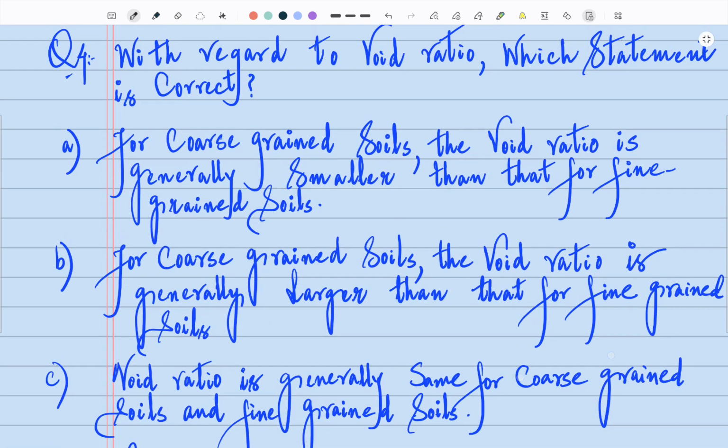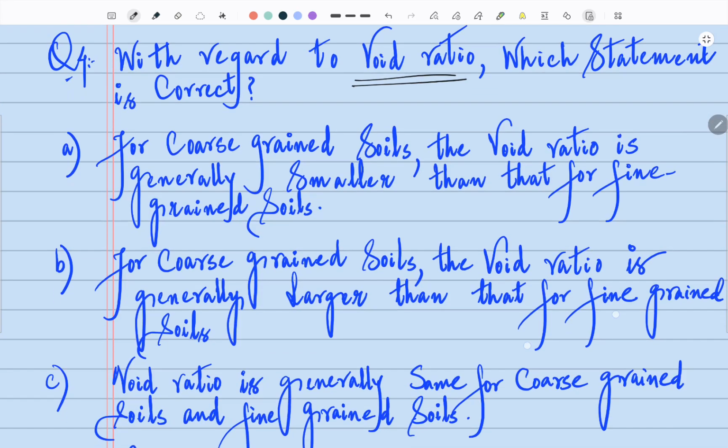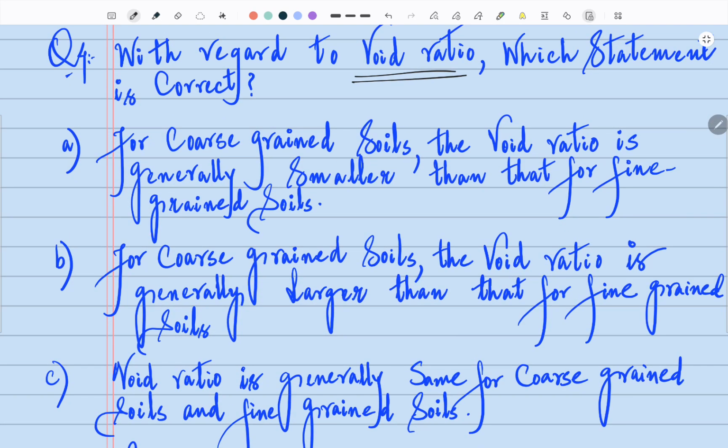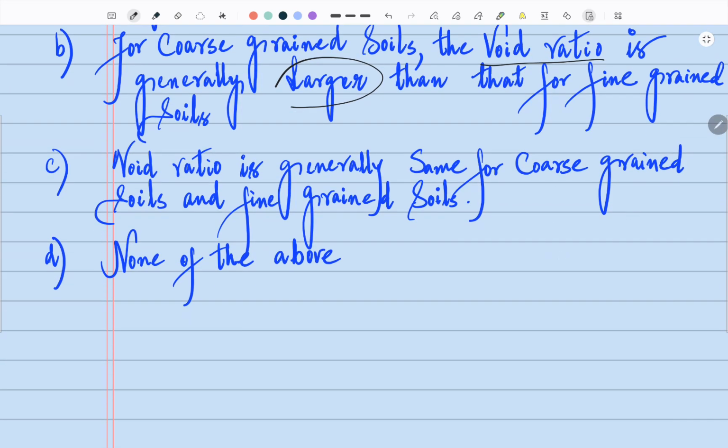With regard to the void ratio, which statement is correct? First one, for coarse grained soils, the void ratio is generally smaller than that for fine grained soils. For coarse grained soils, the void ratio is generally larger than the fine grained soils. The void ratio is generally same for coarse grained and fine grained soils. None of the above.